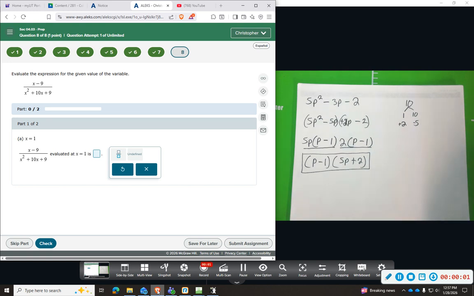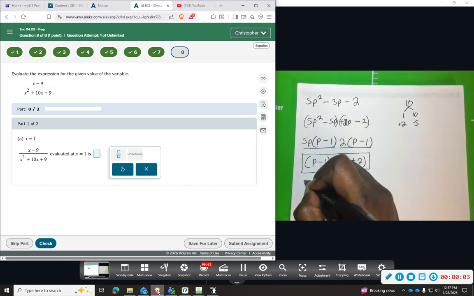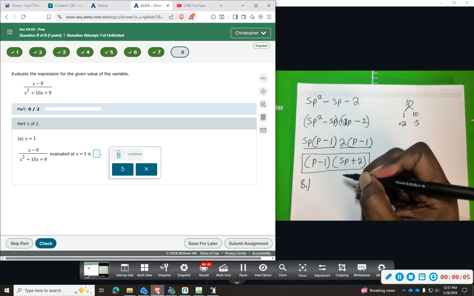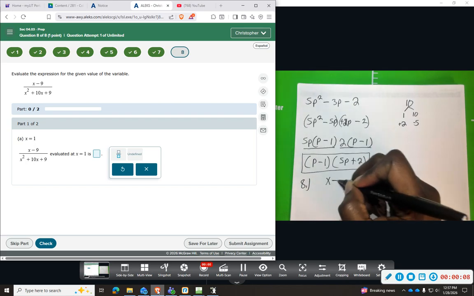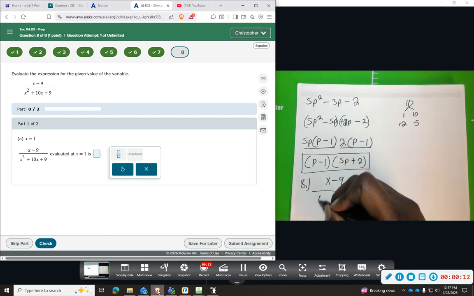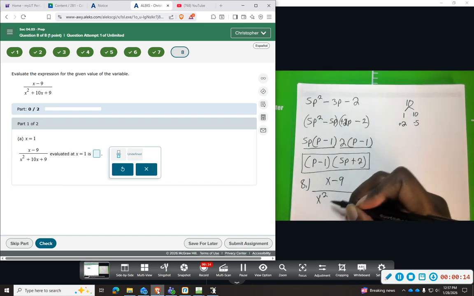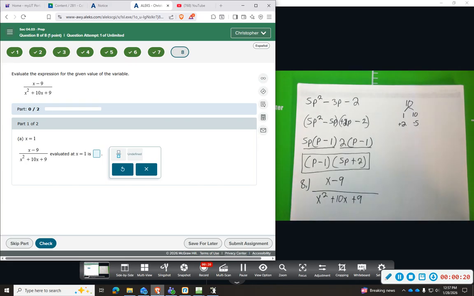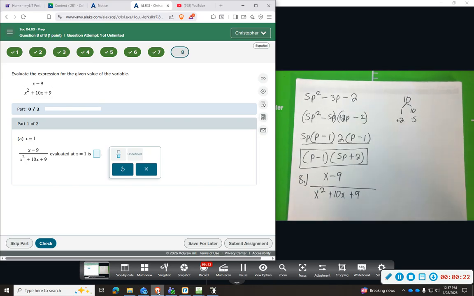All right, number 8, we want to evaluate the expression for the given variable. So we have (x - 9) divided by (x squared + 10x + 9). Okay, so one thing I want to do whenever I have a rational expression like this, I'm going to factor the denominator just so I can see what the linear factors are.